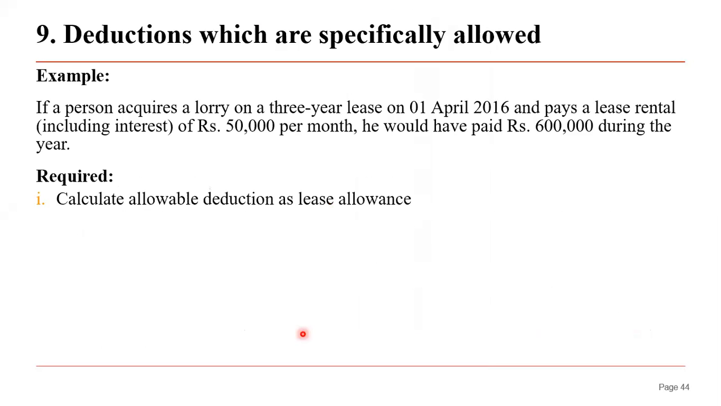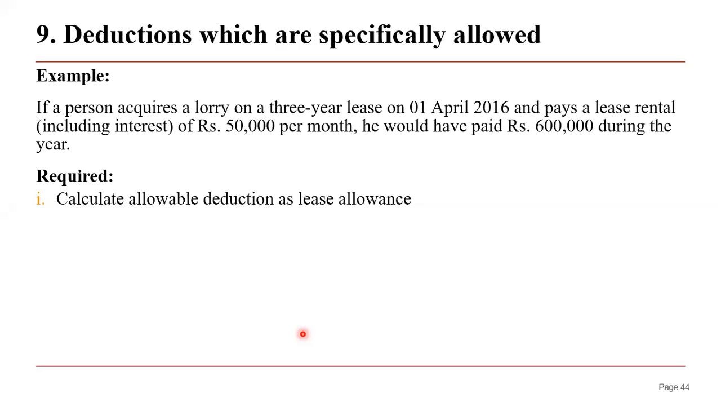Then we'll do this example. If a person acquires a lorry on a 3-year lease on 1st April 2016, then you can identify the years of assessment 16/17, 17/18 and 18/19. 18/19 is also under the new law. The previous 2 years, 16/17 and 17/18, fall under the old law. We can't shift it to the new law now. The transitional provisions say that you need to continue on the same basis in this year of assessment also.